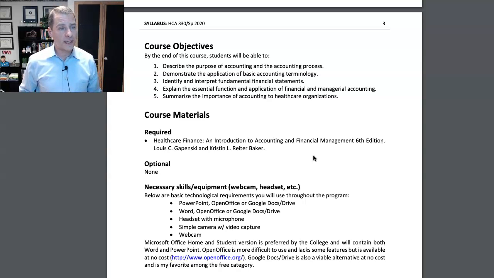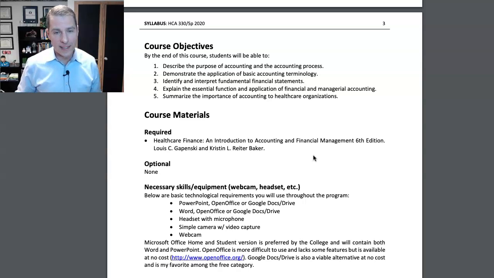Explain the essential function and application of financial and managerial accounting. What are the differences between those two and how are they used? You'll know that one too by the end of 8 weeks. And then summarize the importance of accounting to healthcare organizations.